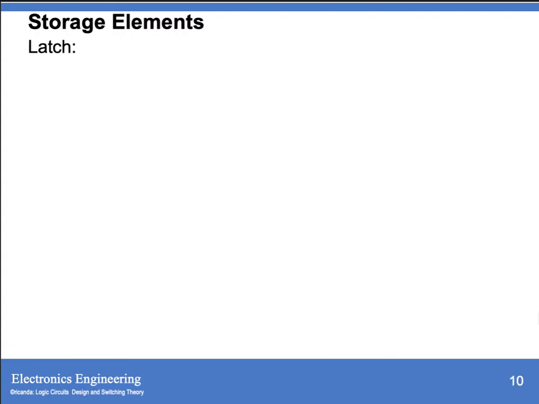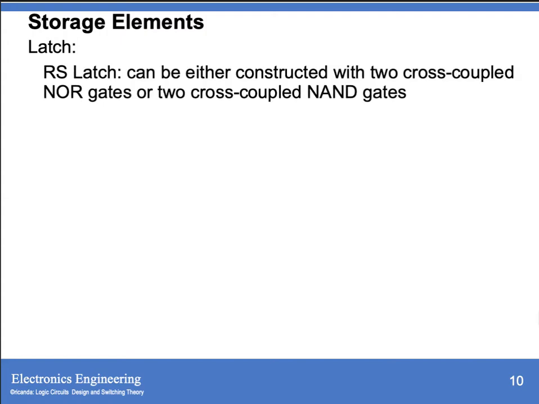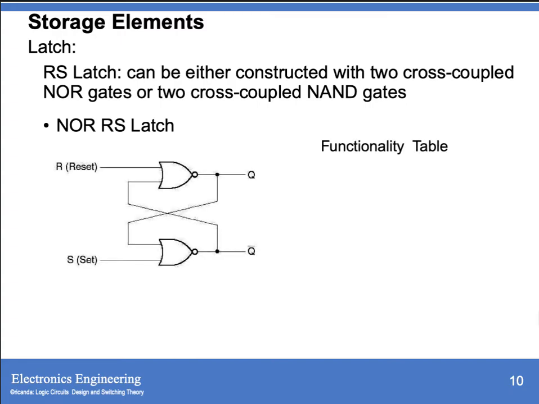So the first latch that we have is the RS latch. It can be constructed with either two cross-coupled NOR gates or two cross-coupled NAND gates. For the NOR RS latch, we have this one. We have to determine the functionality table, with your previous output Q, which we call QP, your inputs R and S, your gate 1, and this is your gate 2.